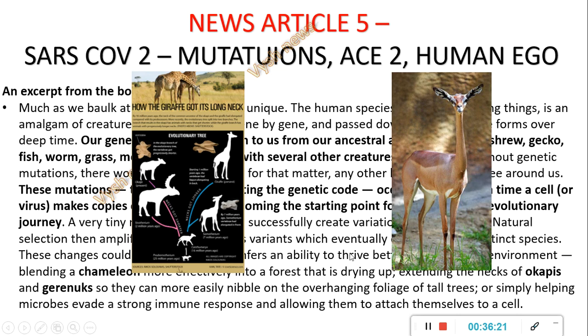So they need a longer neck. If you see why the giraffe got a long neck, this is an evolutionary journey. If you simply Google why a giraffe has a long neck, you will get the answer. Like this, the author is giving examples and pictures. These pictures I have taken from Google, but he might also be giving this kind of pictures in his book, and he's trying to explain this.